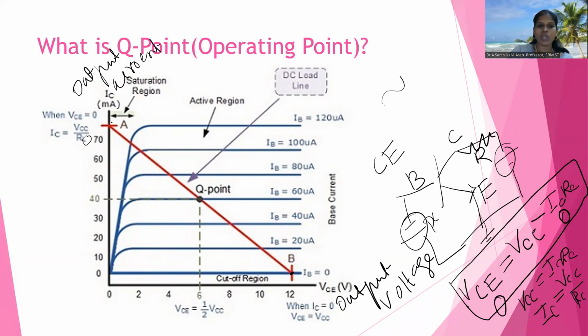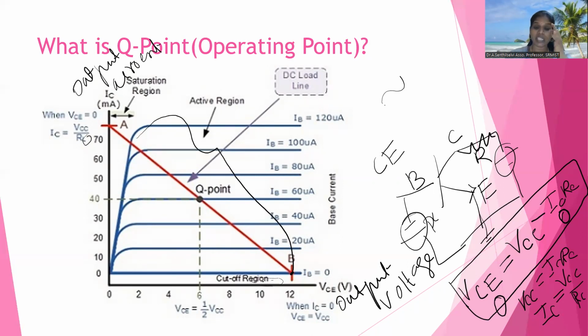In this DC load line, we will find the correct operating point of the transistor. This is about the operating point of the transistor, the explanation of how we get the operating point. If the operating point is in the active region, this region is called the active region, the transistor works properly. If it is in the cutoff region, this is called the cutoff region.